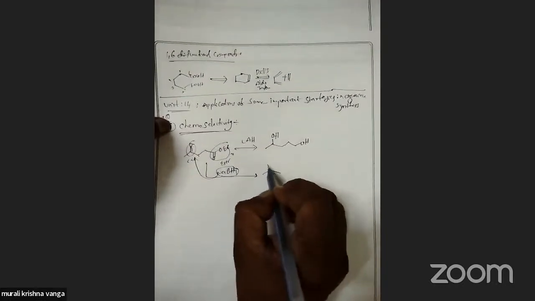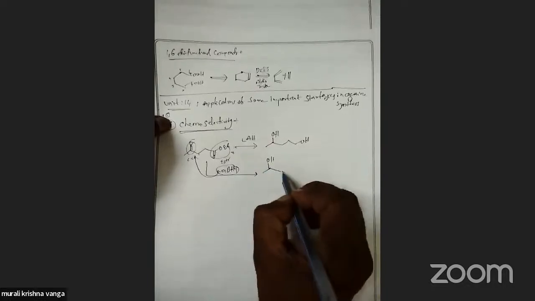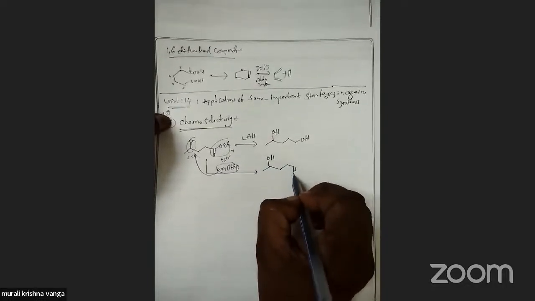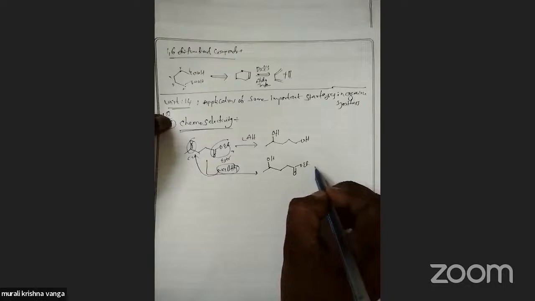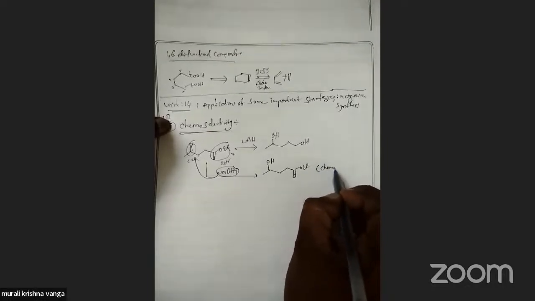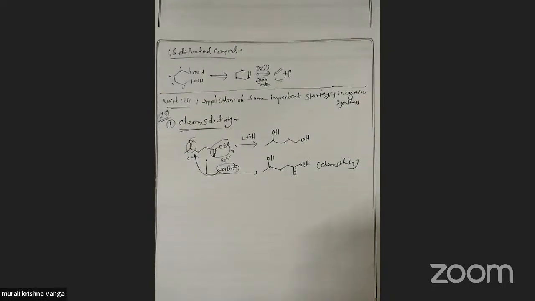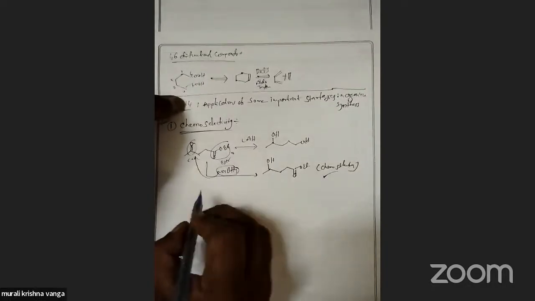Therefore, this is chemoselectivity. What is chemoselectivity? The attacking reagent preferentially reacts with one functional group, leaving the other competitive functional group. This is the best example for chemoselectivity.